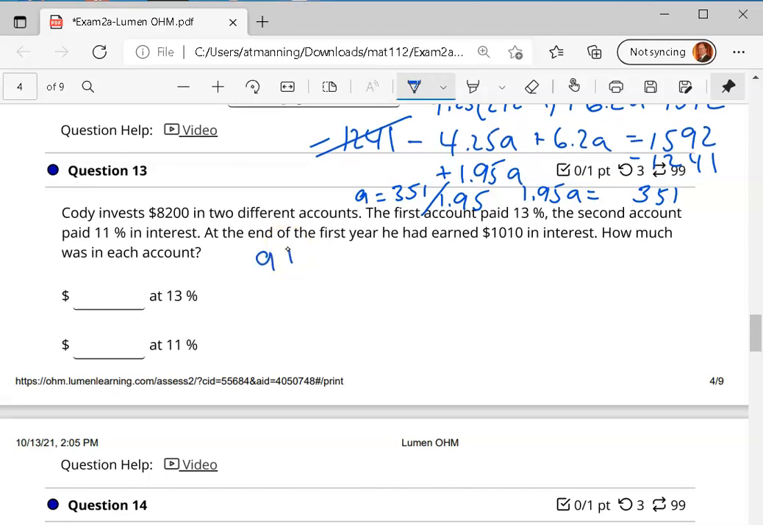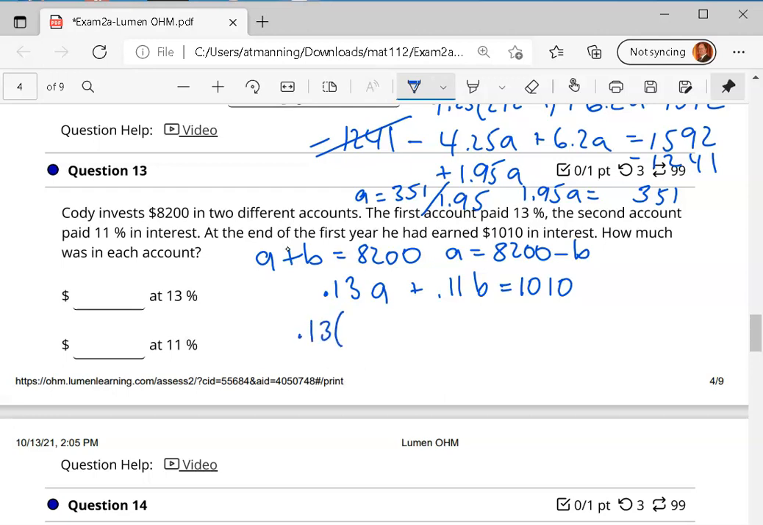So A plus B, the dollars of the investment, equals 8,200. Know that right off the start. And let's just say, from that I know that A equals 8,200 minus B. What's the other equation? Well, I know that 0.13 times the first account plus 11% times the second account gives me how much interest? Gives me 1010 in that first year. There's my second equation.